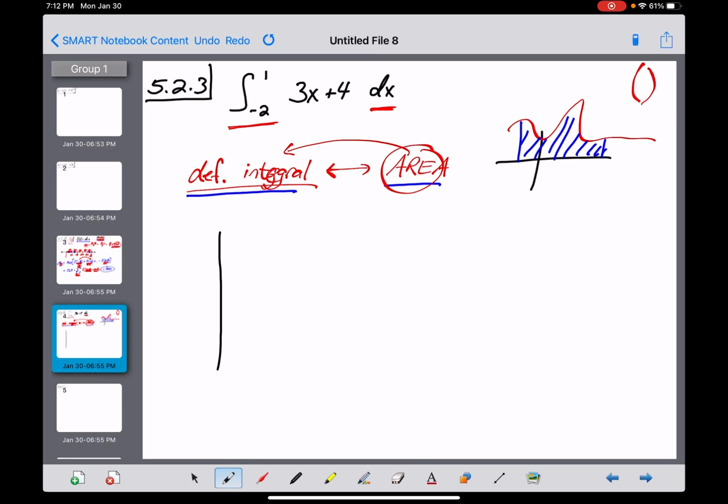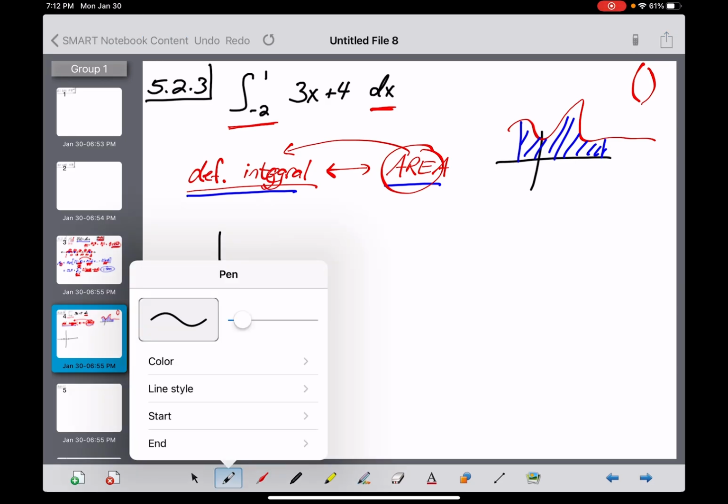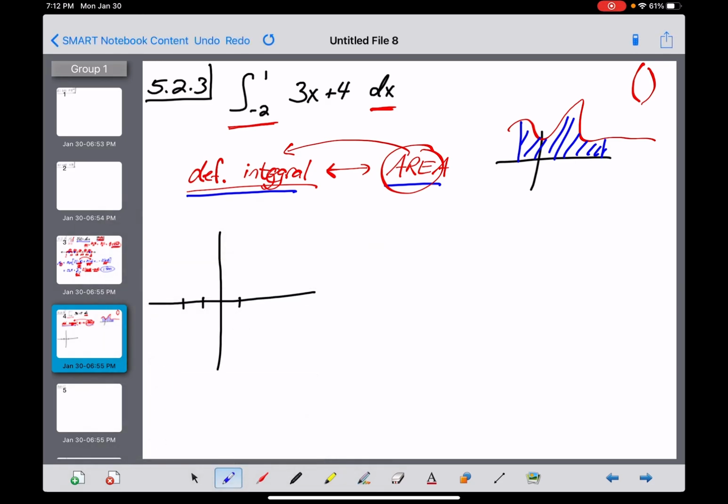I'm going to draw a graph here. It's not going to take me too long. And we're going from -2 to +1. And we're dealing with a linear function now, 3x plus 4, which is roughly, I'm going to say there's my y-intercept of 4. A slope of 3, I would be right here if I'm doing this right. Yeah, and it would look something like this, guys. All right, so that's what you have here.